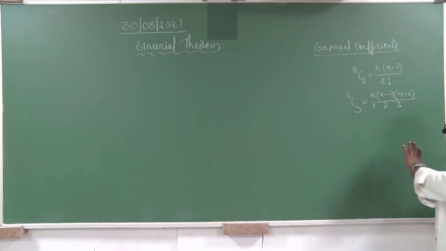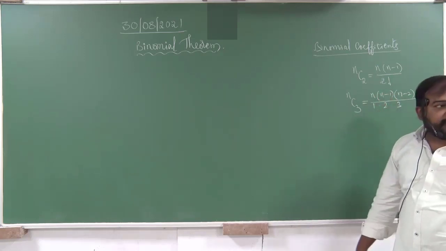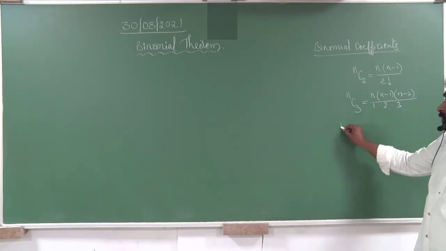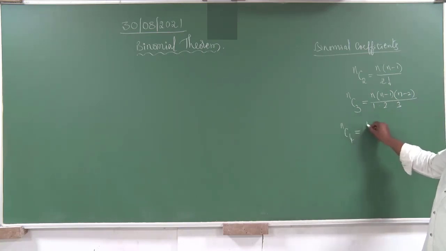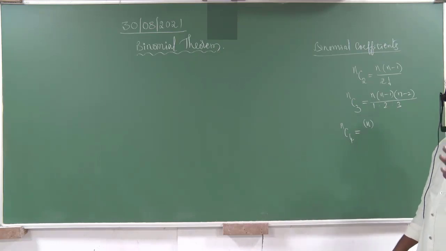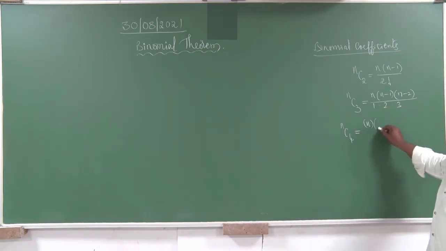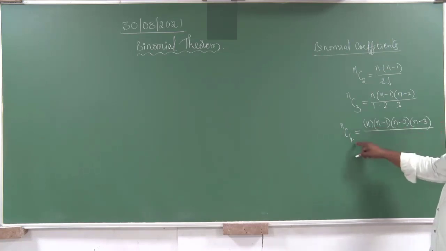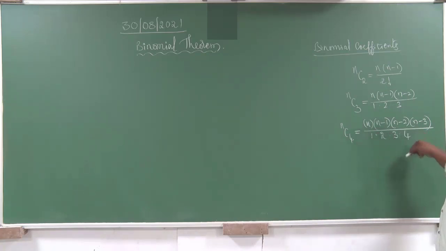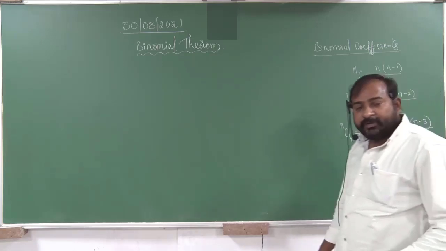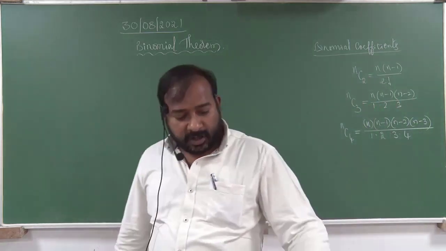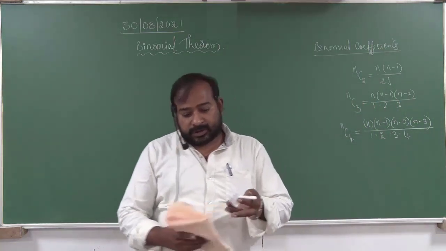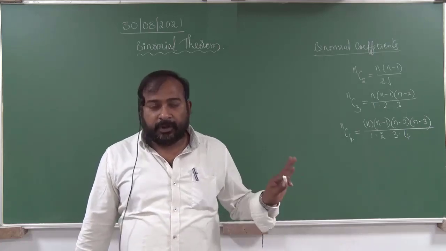Like this, for example, if they give nC4, what is the meaning of nC4? Starting with n, take 4 factors in the numerator: n into (n minus 1) into (n minus 2) into (n minus 3), by the denominator value 4 factorial, which means 1 into 2 into 3 into 4. So this notation is very important. Even further on we will use this notation. Just keep it in your mind.